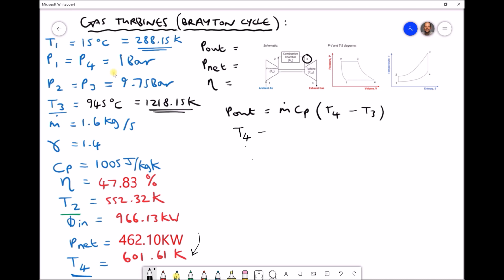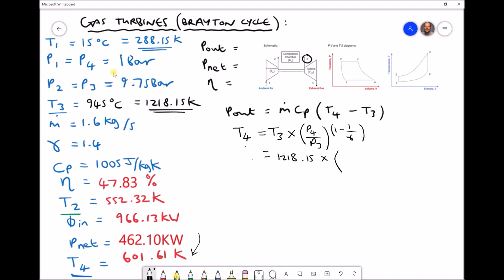So the equation that we use for this is as follows. T4 equals T3 multiplied by P4 over P3 to the power of 1 minus 1 over gamma. Now that's a formula that we have seen previously. So inputting some values then, we know our new value of T3 is 1218.15.